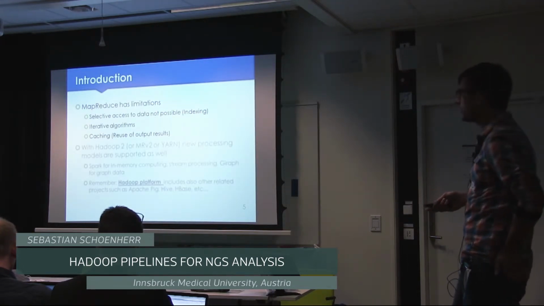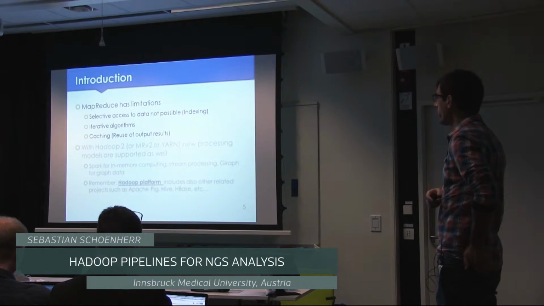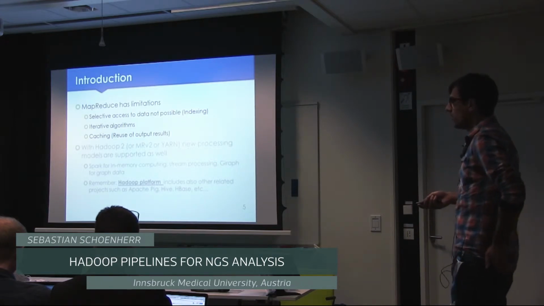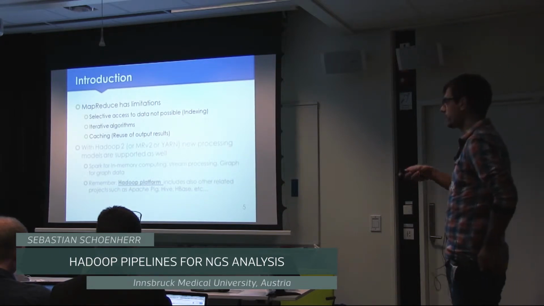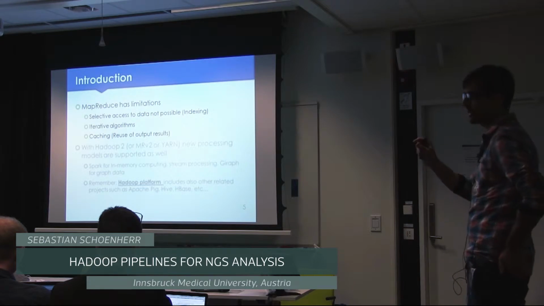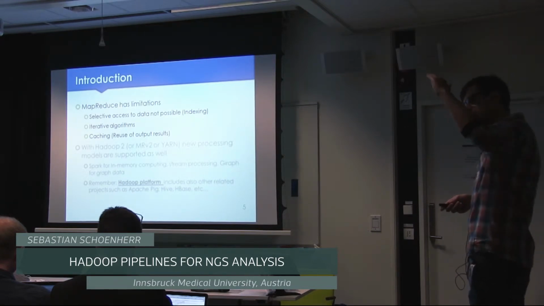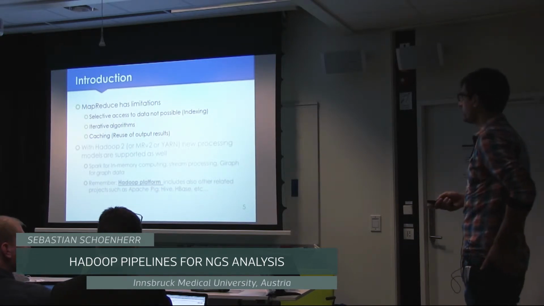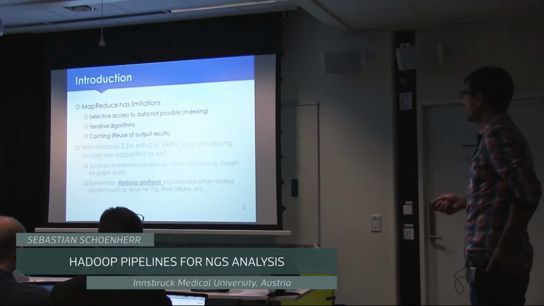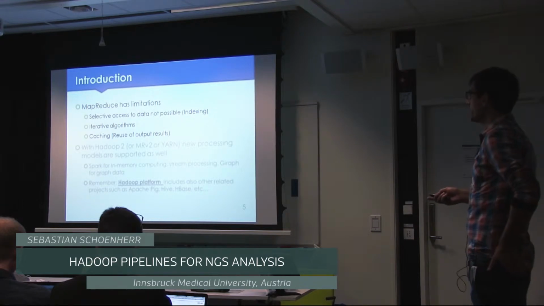But the problem with MapReduce is that it also has limitations. The one thing that is always a problem with MapReduce is the indexing. So you don't have selective access to your input data set. For example, if you have a VCF file, for example, you have chromosome 2 and you're only interested in one part of this chromosome 2, maybe from the beginning to position 5000, you always have to go through the complete input. And this is, of course, not always fun to do. And also it has problems with iterative algorithms, and also caching is not natively supported in MapReduce.